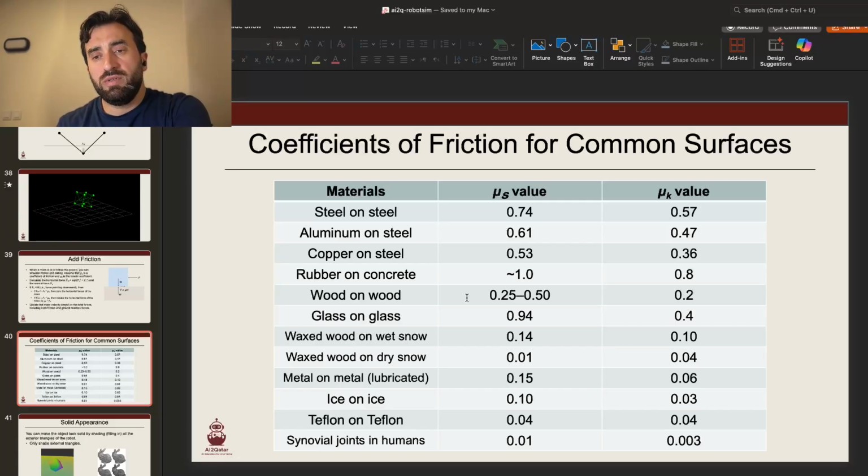This table shows the coefficients of friction for common surfaces like steel on steel and aluminum on steel. We have both the static coefficient of friction and the kinetic coefficient of friction.